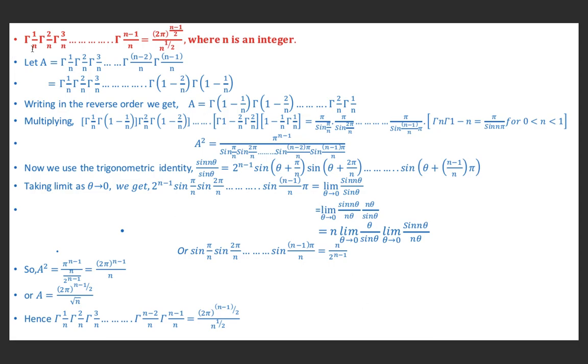Now we will show that gamma 1 upon n, gamma 2 upon n, gamma 3 upon n up to gamma n minus 1 upon n is equal to 2 pi whole raised to n minus 1 upon 2, divided by n raised to half, where n is an integer.